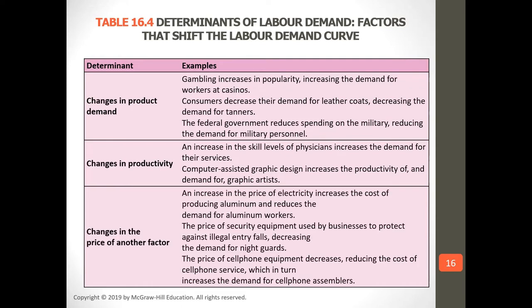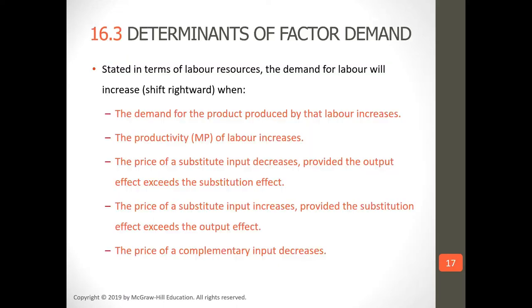Changes in the price of other factors: an increase in the price of electricity increases the cost of producing aluminum and reduces demand for aluminum workers. The price of security equipment used by businesses to protect against illegal entry falls, which decreases demand for night guards. The price of cell phone equipment decreases, reducing the cost of cell phone service, which in turn increases demand for cell phone assemblers. So demand for labor will shift outward, rightward, when the demand for the product produced by the labor increases, productivity of labor increases, the price of the substitute input increases, and the price of the complementary input decreases.